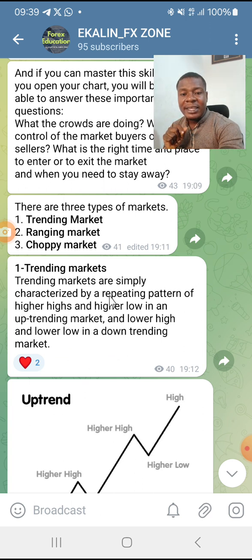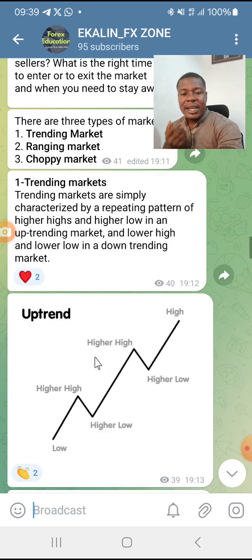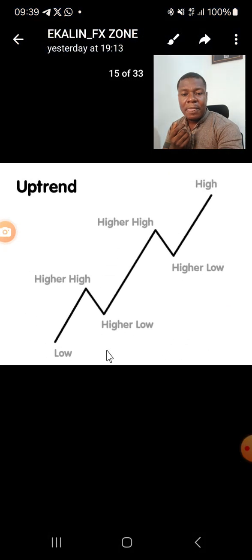Trending markets are simply characterized by a repeated pattern of higher highs and higher lows in an uptrend market, and lower highs and lower lows in a downtrend market. What does that mean? Let's look at this example here. Let's look at this chart. We said an uptrend market is characterized by forming higher highs and higher lows, higher highs, higher lows, higher highs.